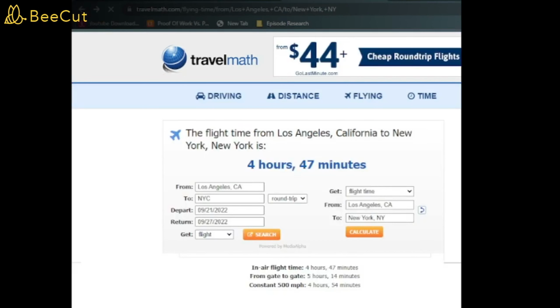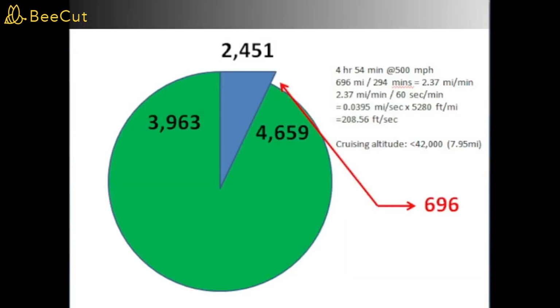And if we look at the time from travelmath.com, 4 hours and 54 minutes at a constant 500 miles an hour. So if we plug those numbers in, to go 696 miles in 4 hours and 54 minutes, you'd have to descend 2.37 miles per minute.